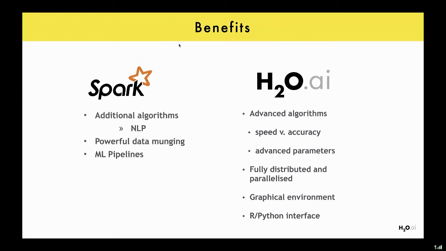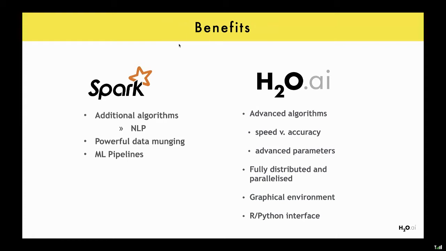In H2O, we have the advanced algorithms. Our algorithms are pretty easy to use. We have tuned the algorithms. We have really nice defaults set up for you, but if you want to really get the best out of the algorithm, we expose the really advanced parameters of each algorithm, so you can tweak your algorithm and get the best out of your data. It's fully distributed, so you can start, let's say, 5 H2O nodes, and it will work in parallel. The work will be parallelized on all those 5 H2O nodes.